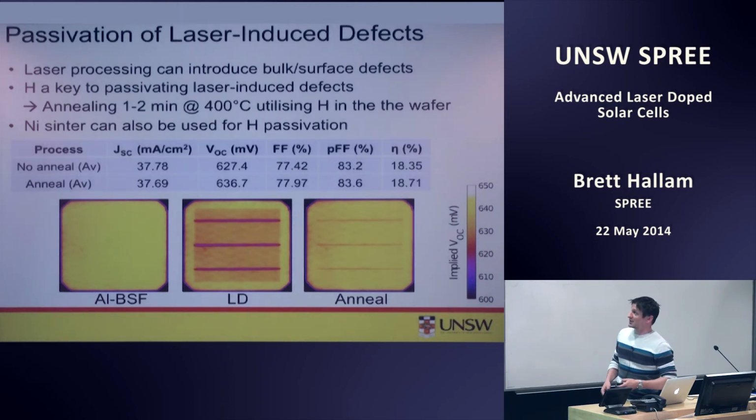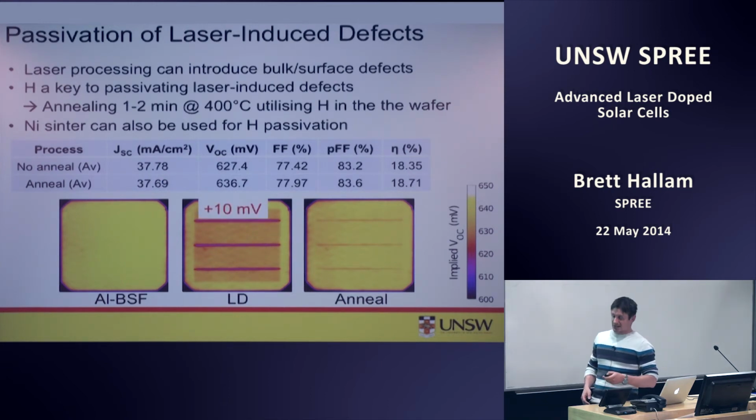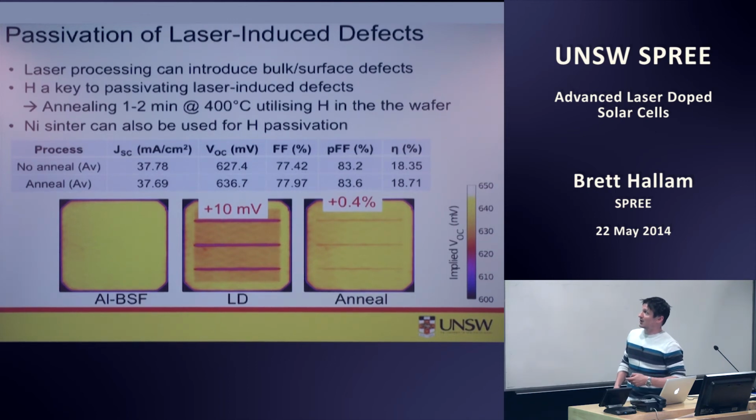So if you look at the difference in the electrical performance of these solar cells, we see that the JSCs are pretty much similar, but we see a substantial increase in VOC of about 10 millivolts. We also see an increase in the fill factor and pseudo fill factor of around 0.4 to 0.5% absolute, and a 0.3 to 0.4% increase in the efficiency of the solar cells. So we can see the importance of passivating these laser-induced defects, even for a solar cell that only has an efficiency of mid 18%.